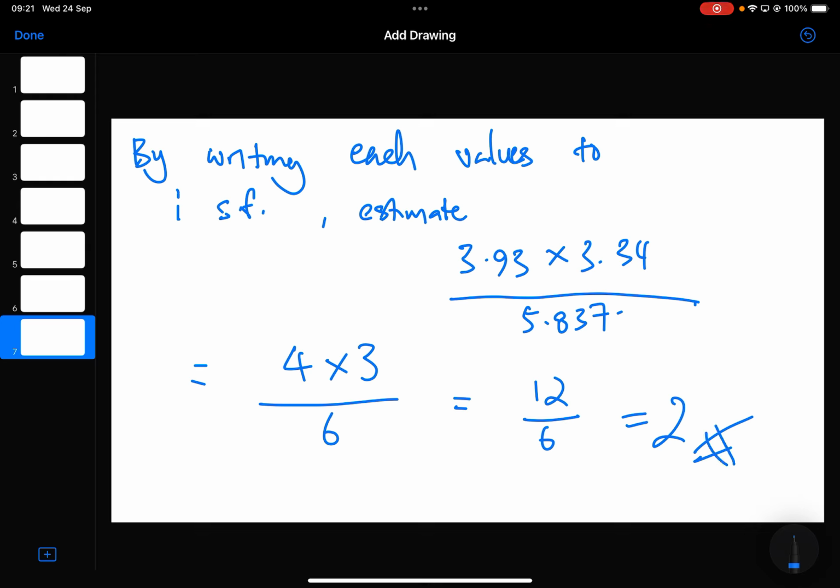This one is an easy question. Everyone must be able to do this type of question. Just that you need to know, you round off first because they say each value.